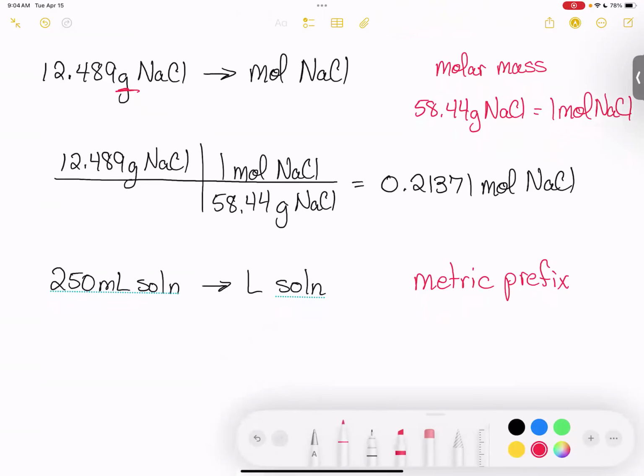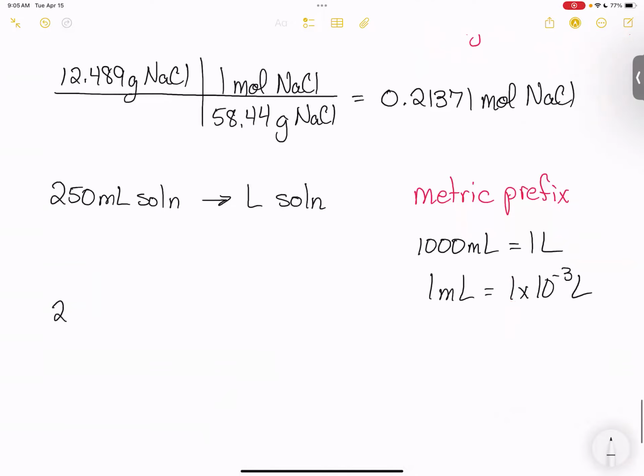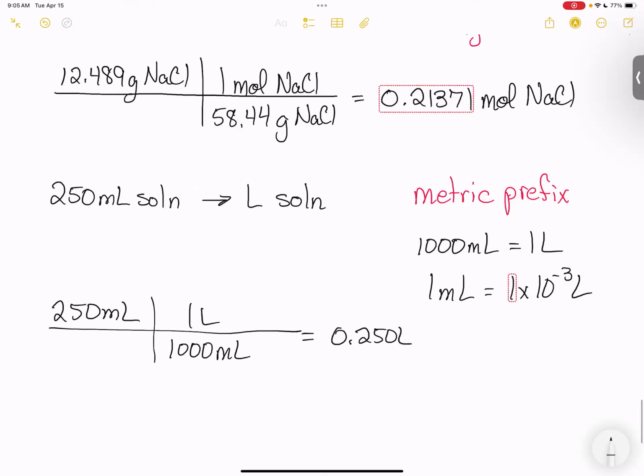Now you can use the metric prefix. I will say I use a slightly different version a lot when I'm dealing with milliliters, and that version is that there's 1,000 milliliters in a liter. Or you can write that 1 milliliter is equal to 1 times 10 to the minus 3 liters. You can use whichever one you have memorized. So 250 milliliters, I will convert that into liters. So it is 0.250 liters of solution.